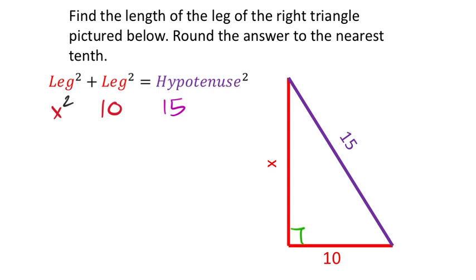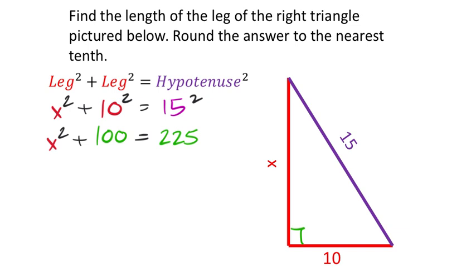So the square of the legs added together is going to equal the hypotenuse squared. And evaluating these, 10 to the power of 2 is going to give us 100. Guess we've seen that one already. And 15 to the power of 2 is 225, I believe. So now, here's what I got: x squared plus 100 equals 225.